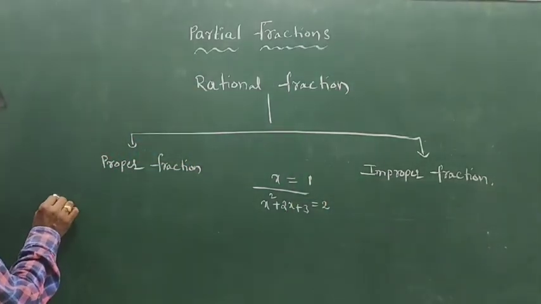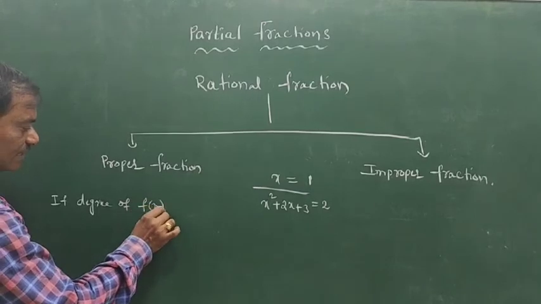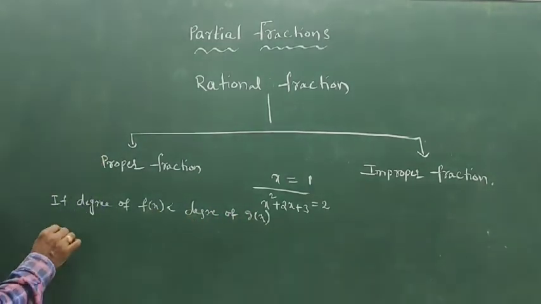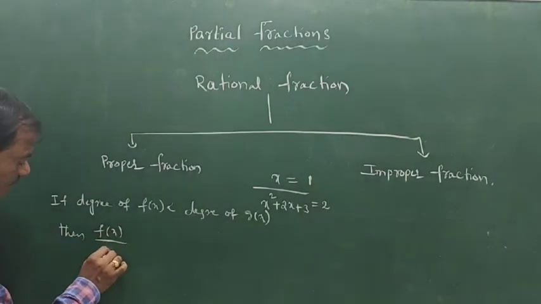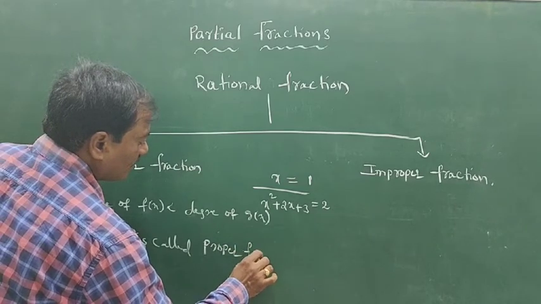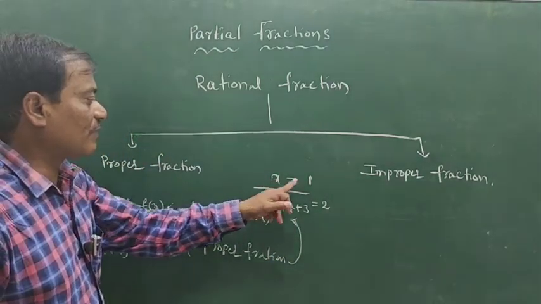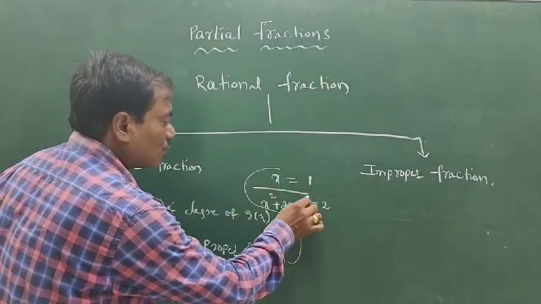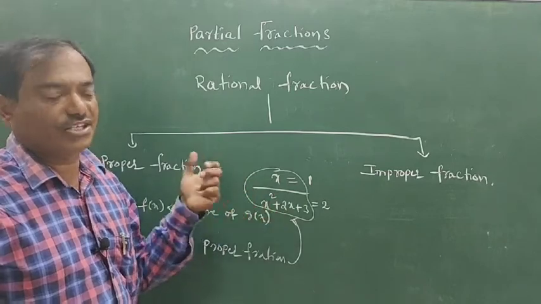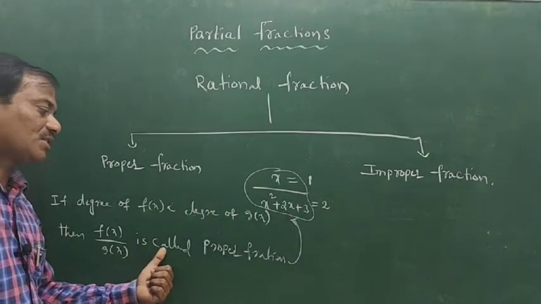So here, if the degree of f of x is less than the degree of g of x, then f of x by g of x is called a proper fraction. Now this is the example. What is the degree of f of x here? The degree of f of x is 1 in this example and the degree of g of x is 2. So the degree of f of x is less than the degree of g of x, therefore these kinds of fractions are said to be proper fractions. If the degree of f of x is less than the degree of g of x, then f of x by g of x is called a proper fraction.